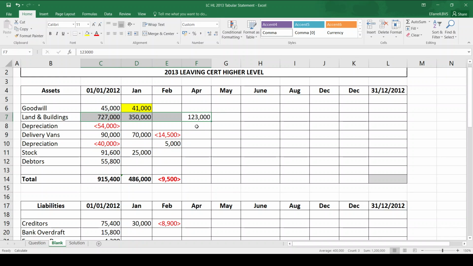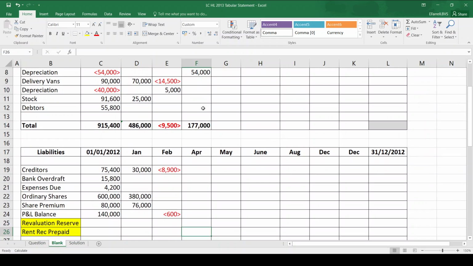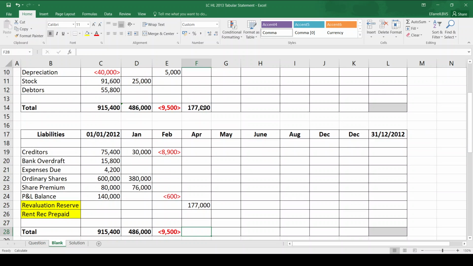When you revalue land and buildings, you have to take out the depreciation. At the moment, the depreciation is minus 54, so to take it out, I'm going to put in a plus 54,000. We're going to total these two figures, and the total of these will go down below in what's called a revaluation reserve. So we need to open up a new line, call it revaluation reserve, and we put the 177,000 into the revaluation reserve.